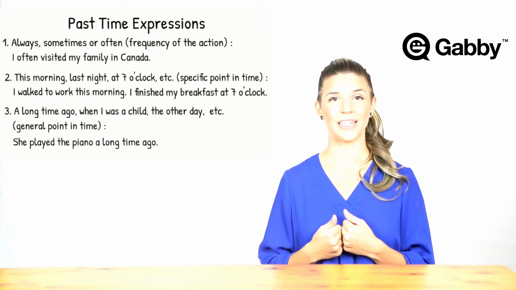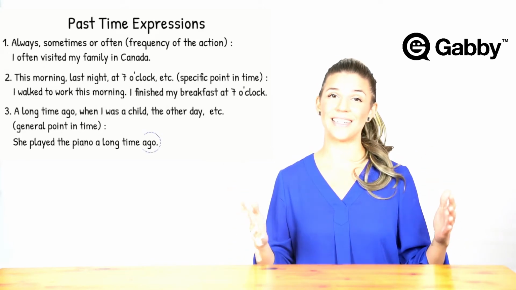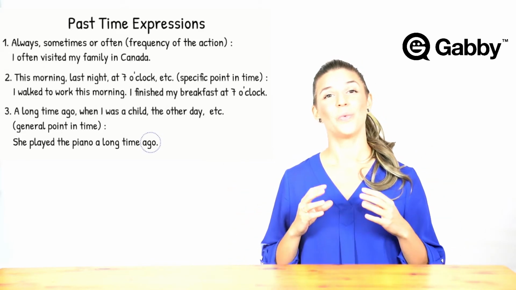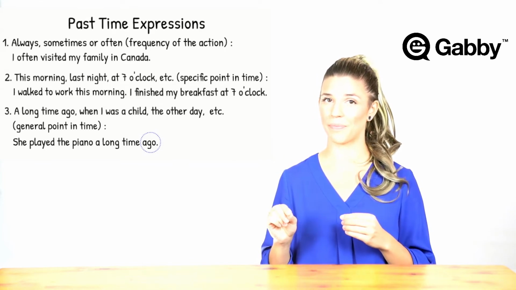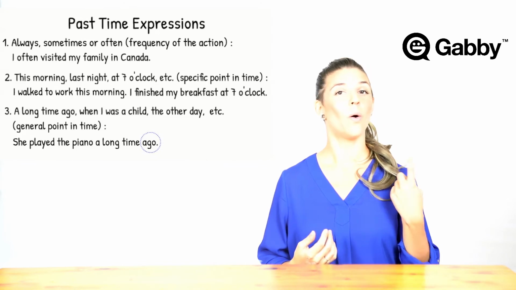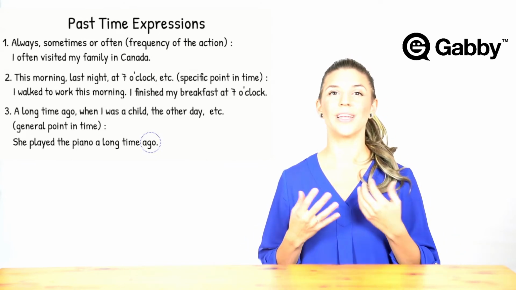You will often hear English speakers use the word ago to talk about the distance in the past. We use the word ago after we talk about the period of time. For example, 1 month ago, 3 minutes ago, 4 years ago.